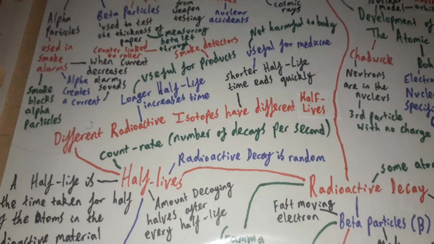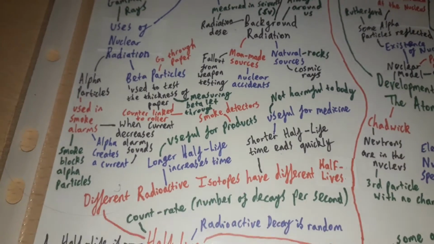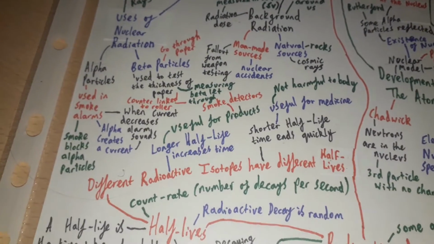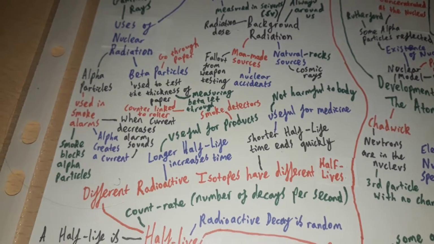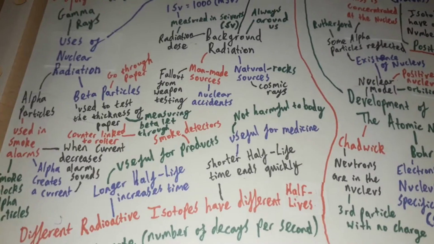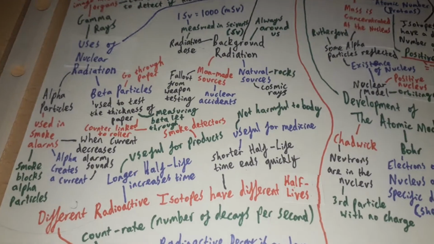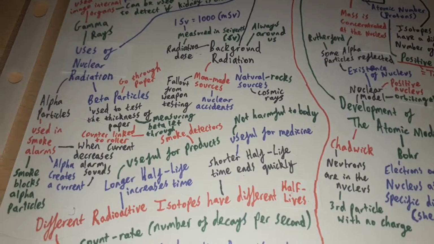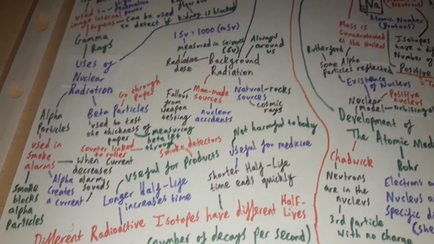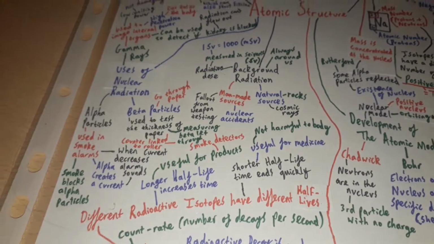Different radioactive isotopes have different half-lives. Things that have longer half-lives can be used for a longer time, so that's useful for products such as smoke detectors. With shorter half-life things, the activity ends quickly. So that's useful for things like medicine, as they are not going to be harmful to the body because they will be disposed of quickly and just slowly melt away.